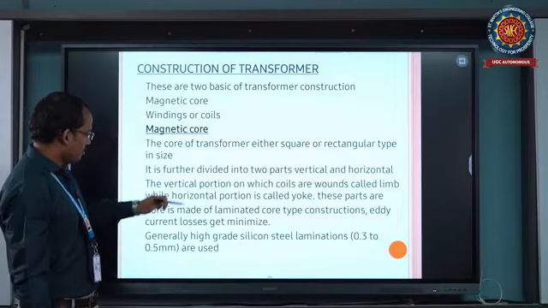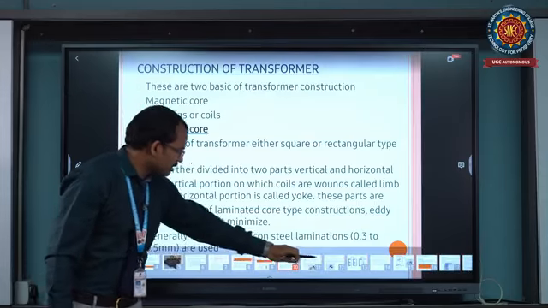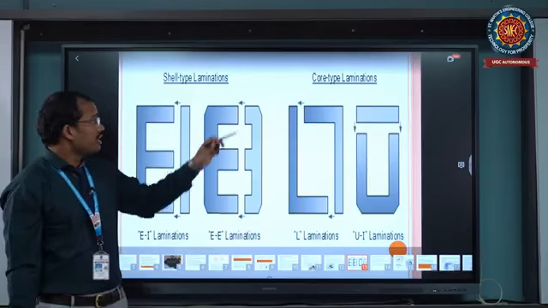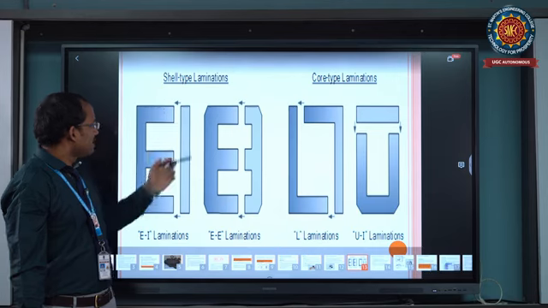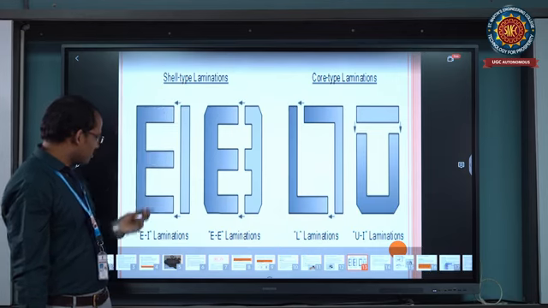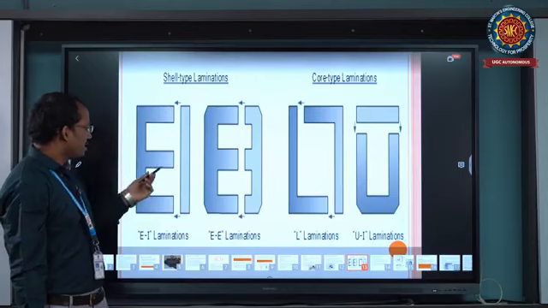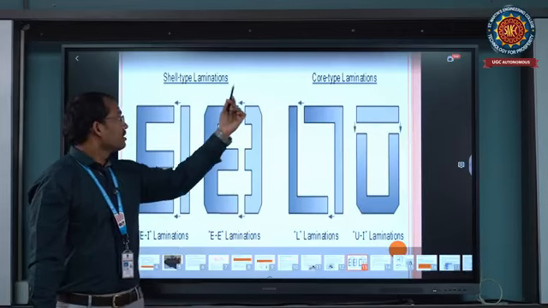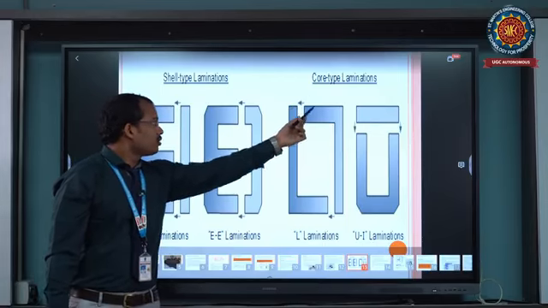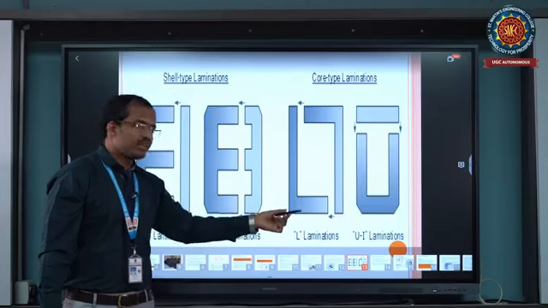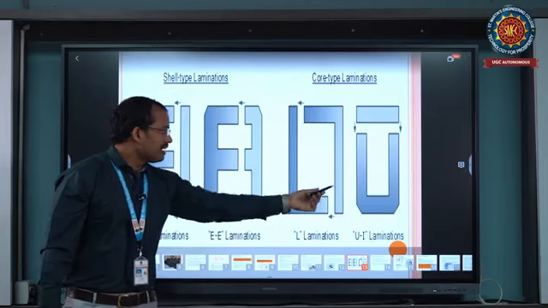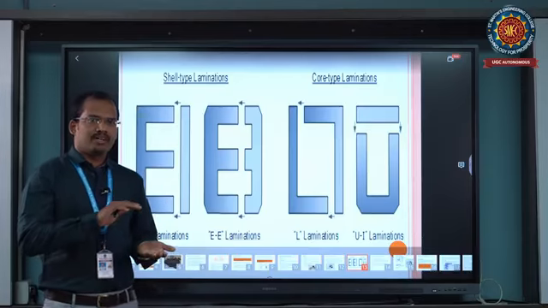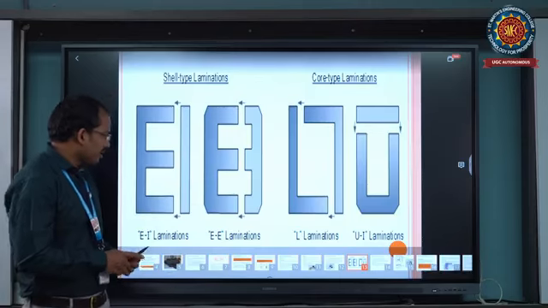See the differences between the core type and shell type of transformer. This is the shell type of transformer. In the shell type, the laminations are E letter and I letter, E and I laminations. In the core type of transformer, we use L type and U type laminations. These are the stampings of the transformers, core type and shell type.